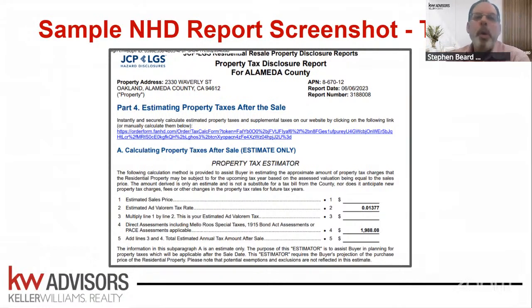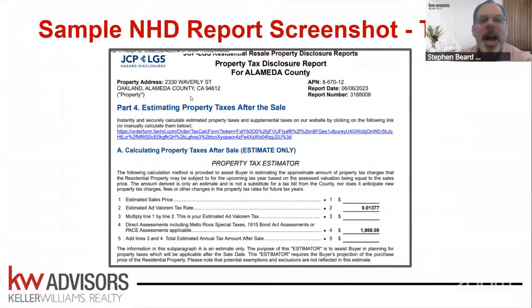So this is a sample property tax page from an NHD report. Now, this report is great because, as a buyer's agent, when you're having a consultation with your buyer and you're saying, listen, you want to offer 1 million for this property, we can just use this little formula. The seller gave us the NHD report, so we have an idea of what their total taxes are going to be per year and what you're looking at each month if you pay into an impound account. Very helpful.